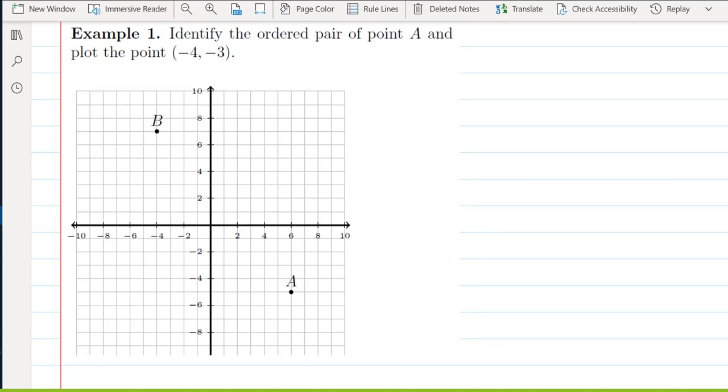All right, we're going to go ahead and get started in Chapter 1, Section 1. A lot of stuff in Chapter 1 is going to be review, so a lot of it will look very familiar, some of it maybe not so much.